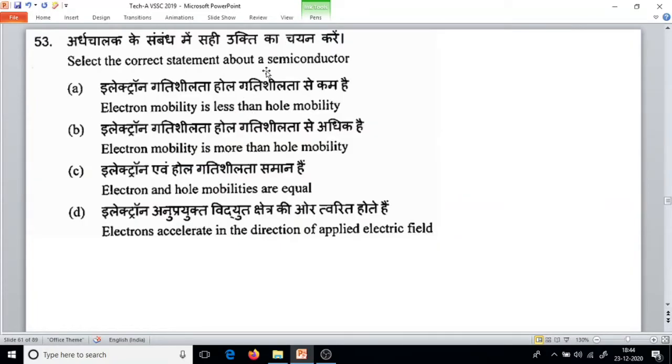Question number 53. It's a theoretical question, a direct question. Select the correct statement about a semiconductor. Electron mobility is less than Hall mobility. Electron mobility is more than Hall mobility. So the answer is option B. Electron mobility is higher than the Hall mobility.